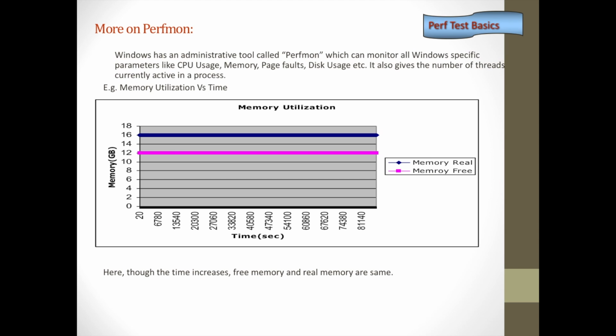This is the kind of graph which we get on Perfmon. If you don't know how to get the Perfmon graph, you can go to your Windows, press Windows R, type perfmon and hit enter. It will open the performance monitor page, where you can see how much CPU is being utilized and how much memory is left. If you want to add some graphs, there will be an add button, and you can add those things which you want to analyze.